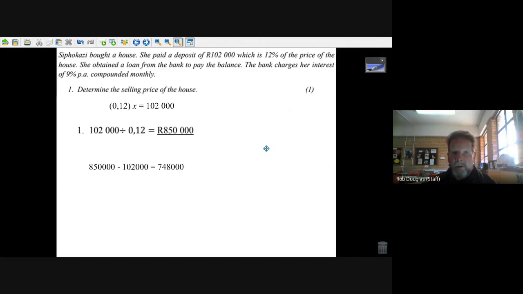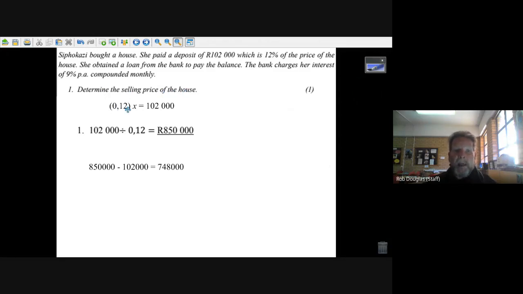Siphokazi bought a house. She paid a deposit of 102,000, and they say that's 12% of the price of the house. 102,000 is 12% of the price of the house. She gets a loan from the bank to pay the balance, but the bank charges her interest of 9% compounded monthly. The first thing they want you to figure out is the selling price of the house.